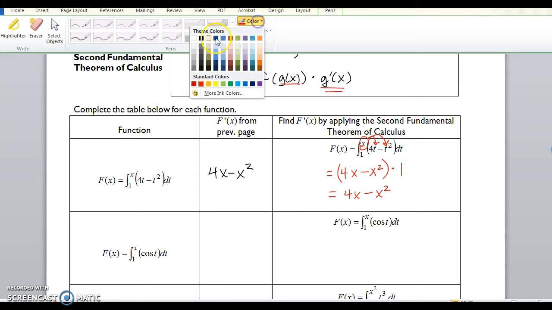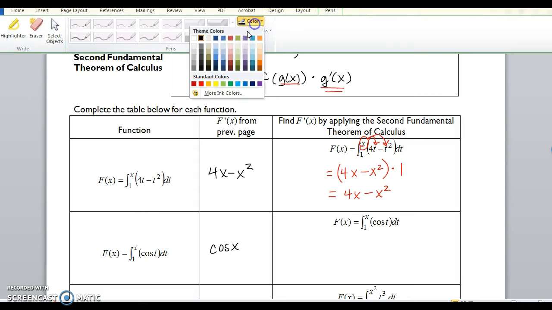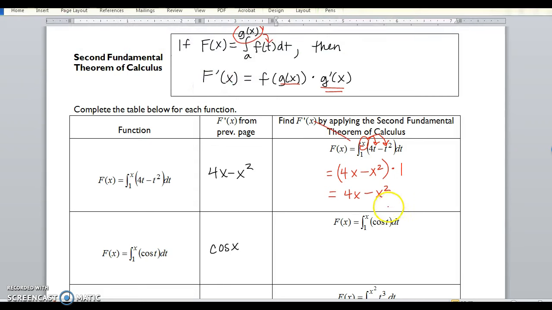Same idea with the second one. We had the integral from 1 to x of cosine of t dt. When we found F prime of x, we found it was just cosine x. So again, using the second fundamental theorem of calculus, we're going to take the x and plug it in for t, and so that's just going to be cosine of x, and then we need to multiply by the derivative of x, which is just 1. So that's just cosine x, once again.